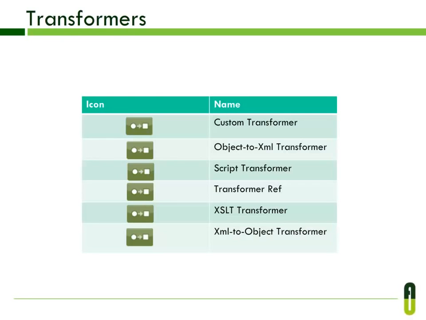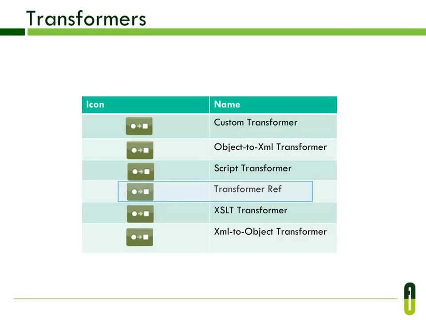Here you can see the different types of transformers. Custom transformer. This transformer delegates to a Java class. Object to XML transformer. This transformer is used to convert a Java object to an XML representation using stream. Script transformer. This transformer is used as a script to transform the payload.